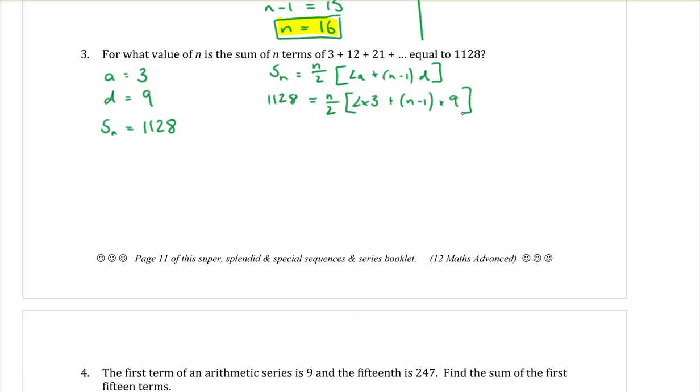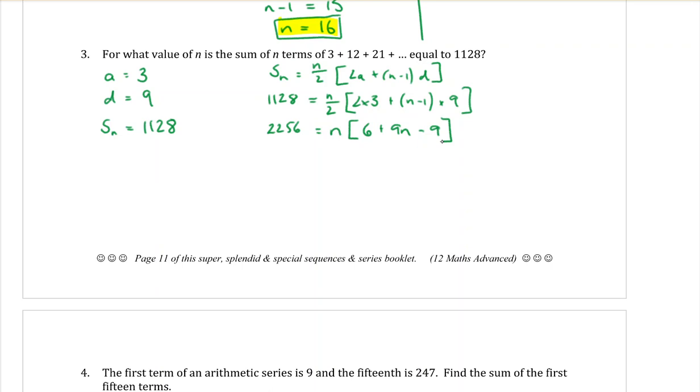Okay, first thing, I'm going to do some tidying up on this line, but first thing I can do in terms of solving it is to times that 2 across. Otherwise, if I expand it, I'm going to have more fractions and things in there, which I don't want. So if I times the 2 over, I get 2256 equals n bracket 2 times 3 is 6, and while I'm at it, let's expand this 9 into that bracket, which will be plus 9n minus 9.